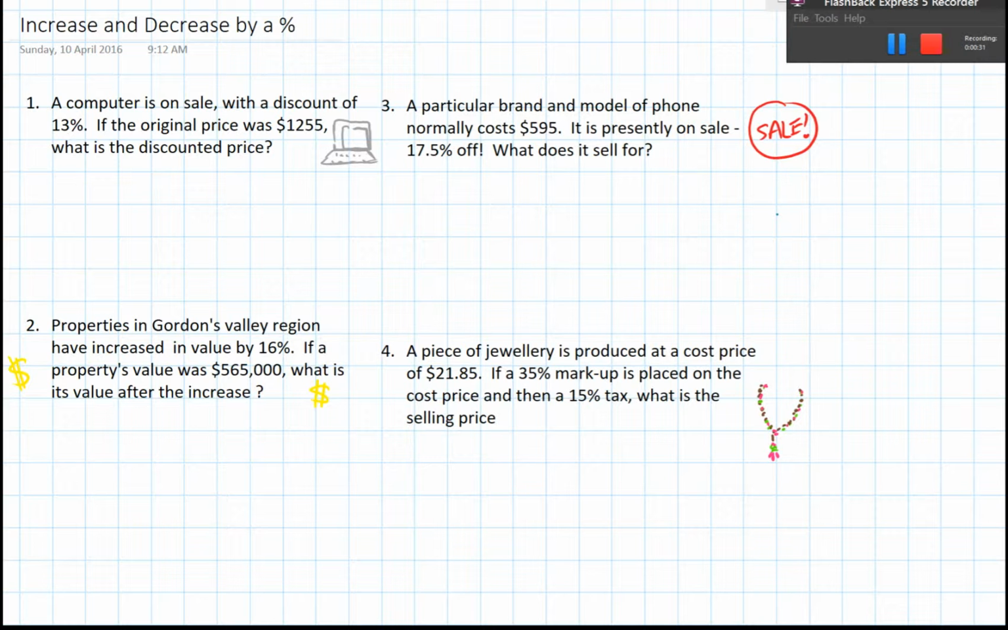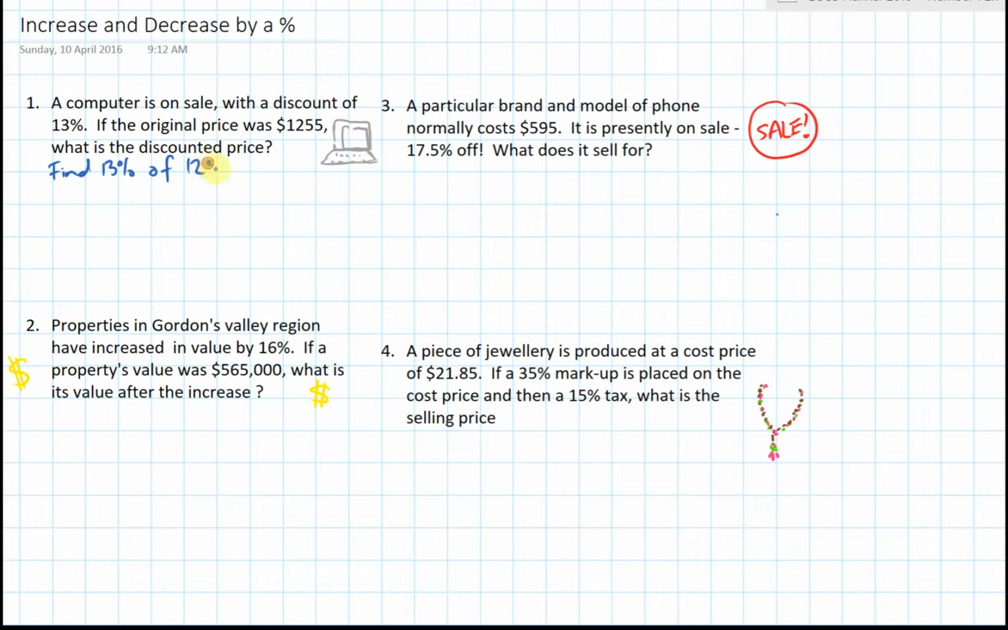So what we could do is find 13% of $12.55 and then subtract that amount from $12.55 to get the discounted price. But we're not going to do it that way for this video. We're going to just do a one-step solution.